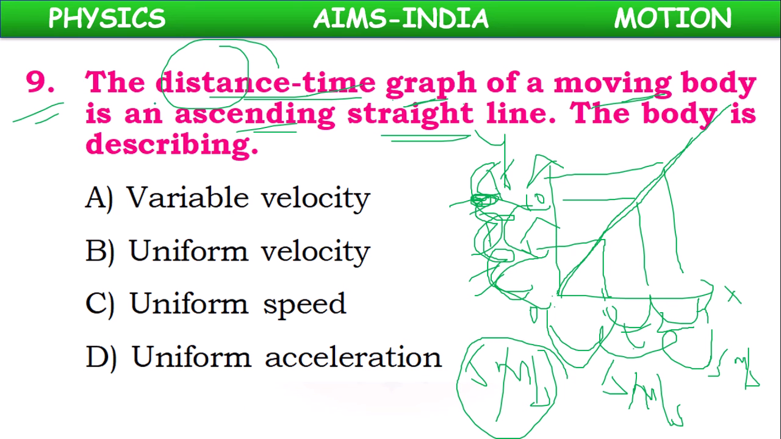But as they have given distance, the rate of change of distance is called speed. Here we can observe the speed of the body, and the speed is uniform. In the same interval of time, the same amount of distance is changing. So it is uniform speed. The body is traveling with uniform speed.